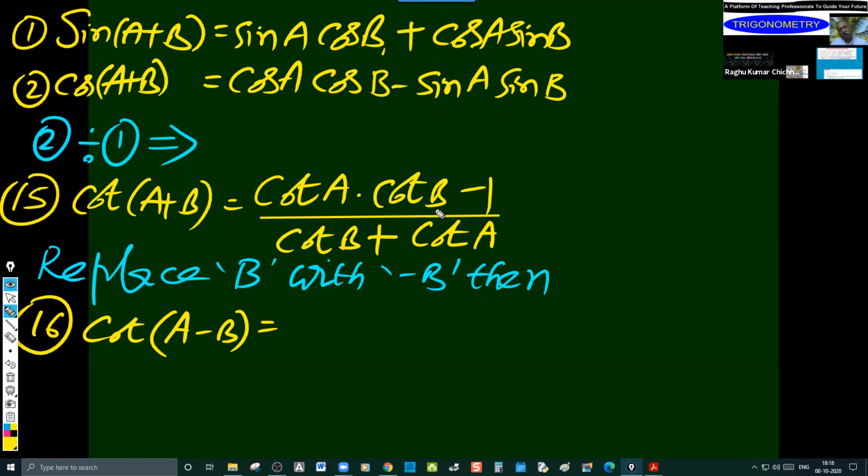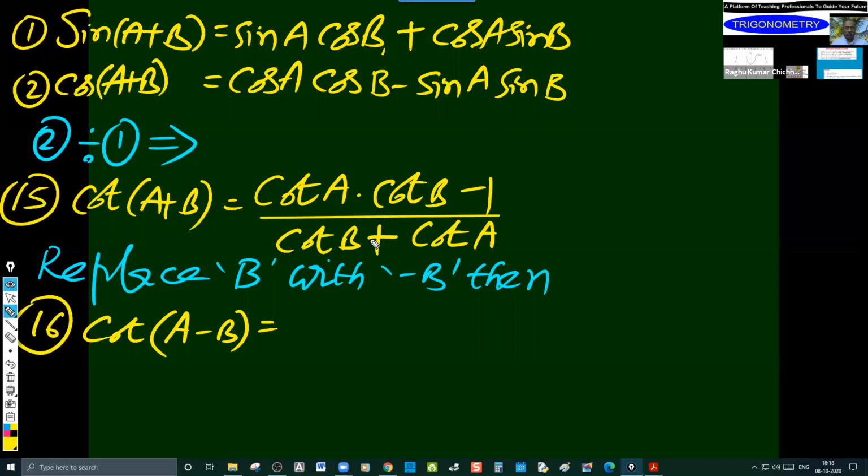What is 1 plus cot A cot B? B will be negative B, so you will get 1 plus cot A cot minus B, that is cot A cot B minus 1, divided by minus cot B plus cot A. I repeat, cot of minus B is minus cot B. So minus comes out here and minus 1 is there. Cot of minus B is minus cot B, and you will have minus here.